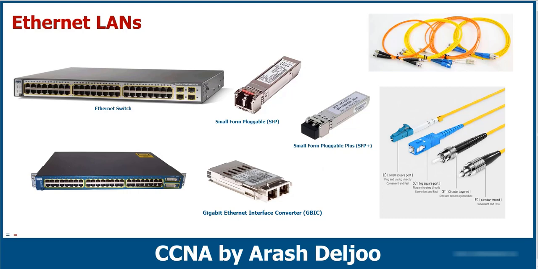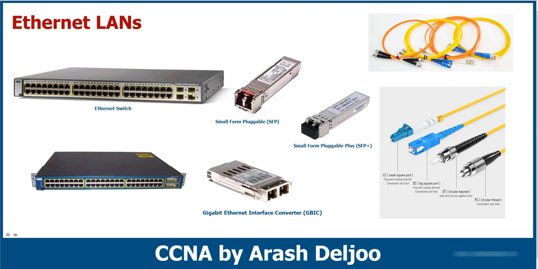The function of the GBIC is converting the electrical signal to optical pulse and also optical pulse to the electrical signal. Gigabit Ethernet interface card, or GBIC, is the original form factor for a removable transceiver for gigabit interface, and the size of this transceiver is larger than the SFP. The second type, the newest type, is SFP.